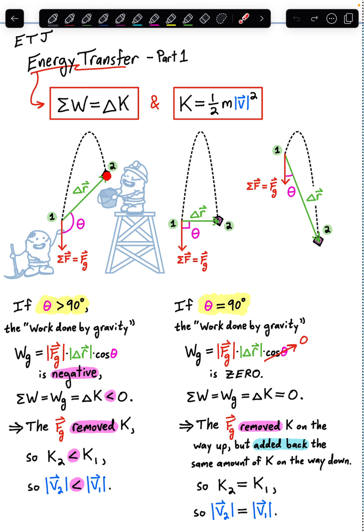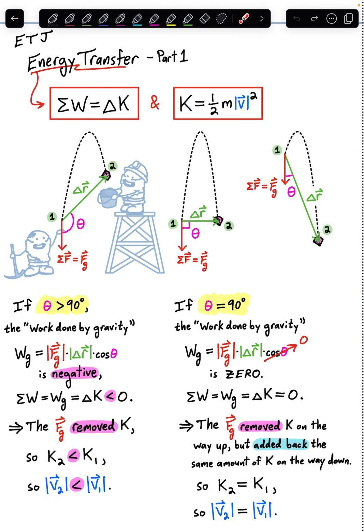Kinetic energy at moment 2 is going to be less than the kinetic energy at moment 1 because the net work was negative during that time. So we say that the force of gravity removed kinetic energy from the gem over that interval. So final kinetic energy being less than initial kinetic energy means that our final speed is less than the initial speed, since kinetic energy is 1/2 mv squared. So all that is to say that our object is slower at moment 2 than at moment 1.